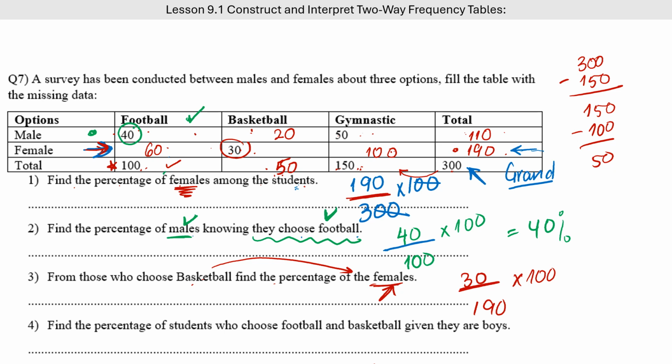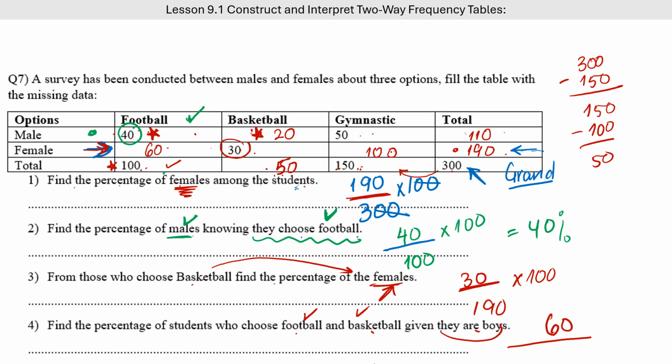Now, find the percentage of the students who choose football and basketball given they are boys. Which means how many boys chose football and basketball? First of all, let's make it like this. Male, yani male, boys, football and basketball. So male football is 40. Male basketball is 20. Right? Male, so 40 plus 20 is 60.